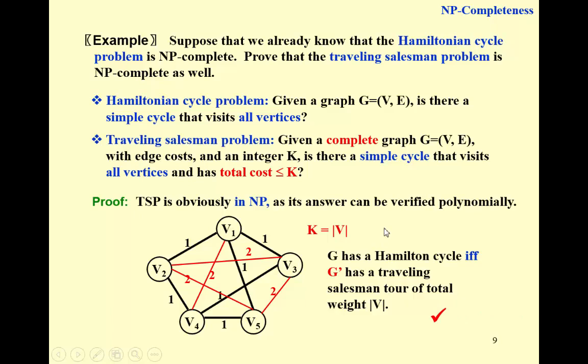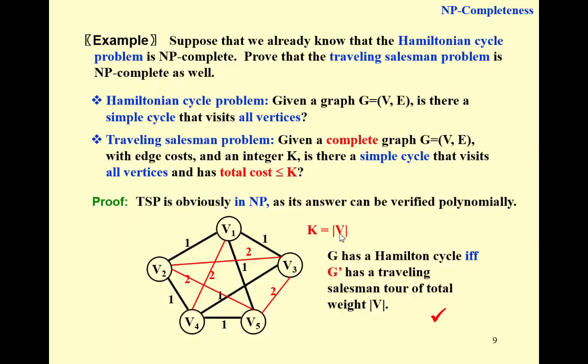So the logic here is what? We know that the Hamilton cycle problem is NP-complete. Therefore, any problem in NP can be polynomially reduced to the Hamilton cycle problem. And we have proved that it takes polynomial time to reduce the Hamilton cycle problem to the traveling salesman problem. Therefore, any problem in NP can be polynomially reduced to the Hamilton cycle problem first, and then in polynomial time reduced to TSP. And that proves that TSP is NP-complete.